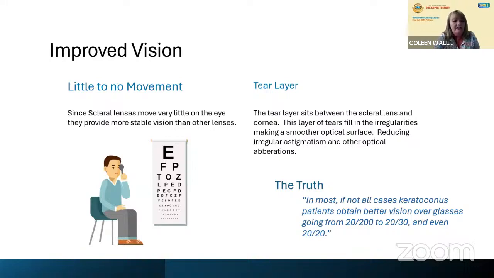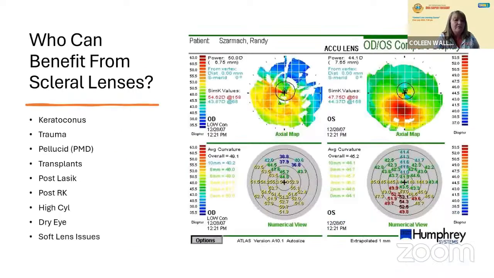Together, the tear layer and little to no movement of a scleral lens ensures the patient will always have good, stable vision while wearing the lens all day long. It also helps with improved vision. The patients who can benefit from scleral lenses are patients that have keratoconus, any post-surgical patient, trauma, high cylinder, soft lens issues, post-RK. Most any patient can benefit from a scleral lens.